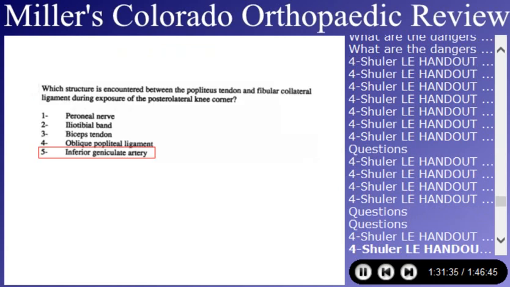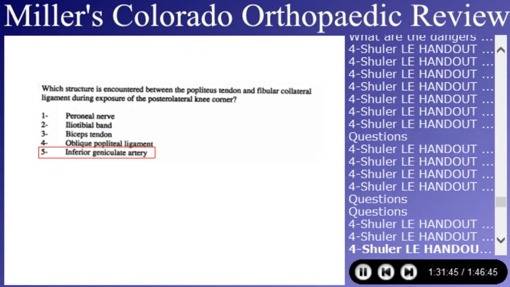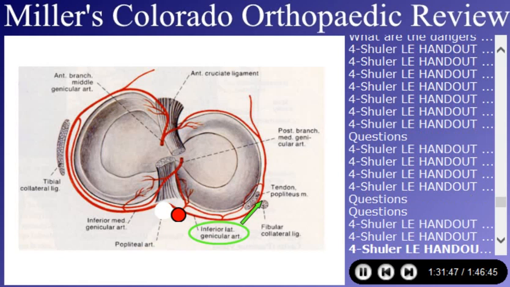Which structure is encountered between the popliteus tendon and fibular collateral ligament during exposure to the posterior lateral corner of the knee? Inferior geniculate artery, and I'll have a cross section here showing that. Right here, lateral corner of the knee, inferior lateral genicular artery goes between that. Right here, between the fibular collateral ligament and popliteus. Don't forget popliteus is intra-articular.